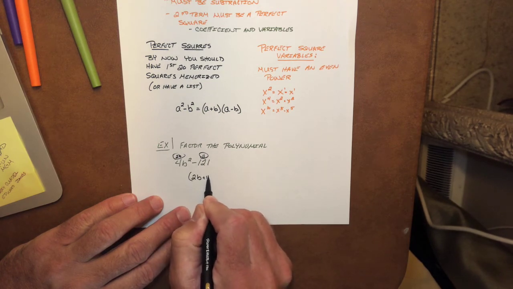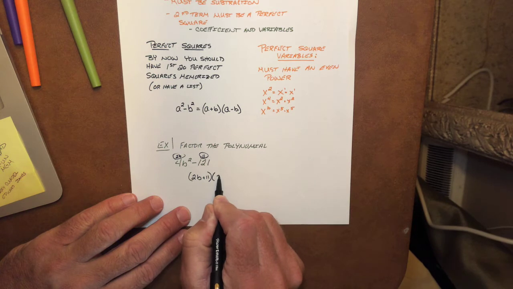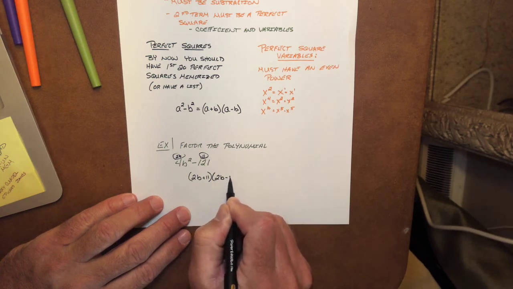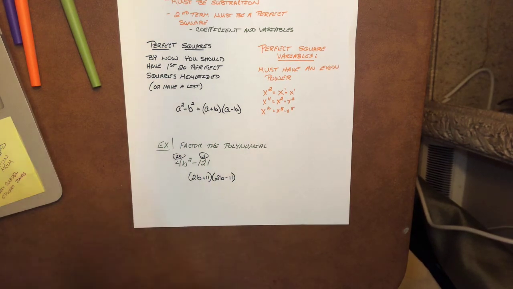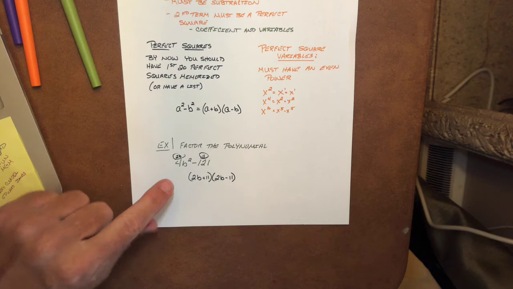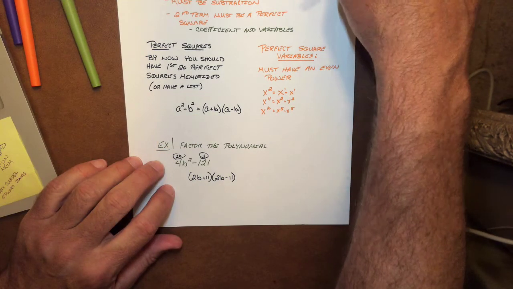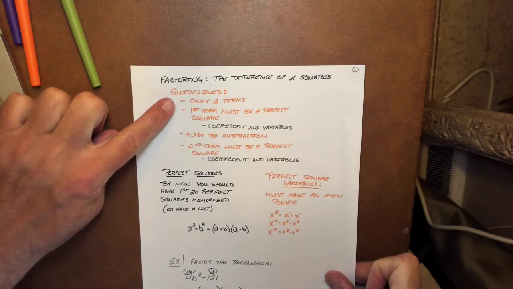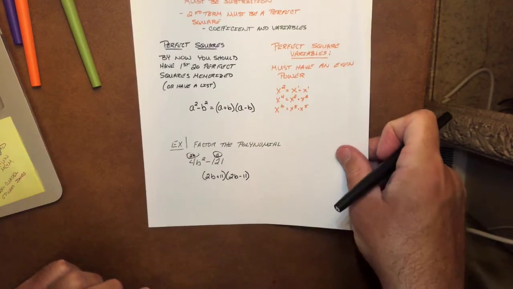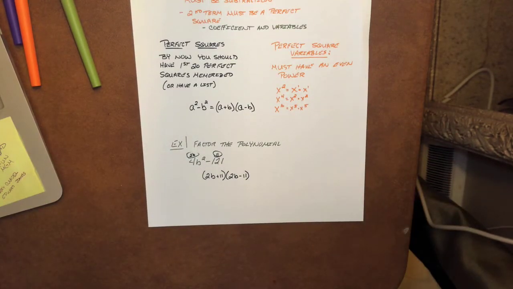2b plus 11 times 2b minus 11. You're done. There's going to be other things to do, but we got to have the factoring patterns down. There it is. It follows that pattern because all of these checks were yes. All right. Let's try this example, if you will.